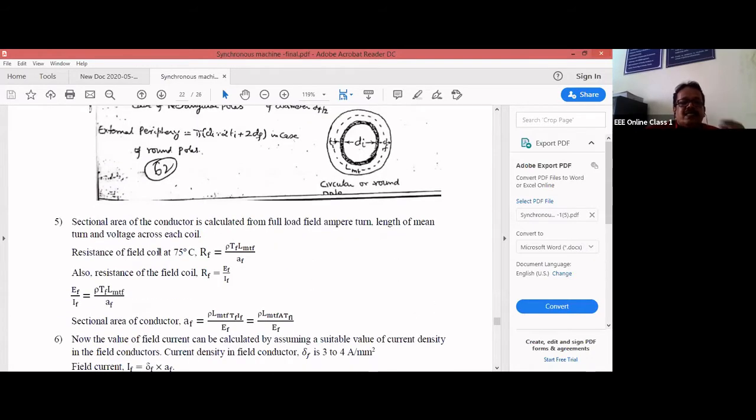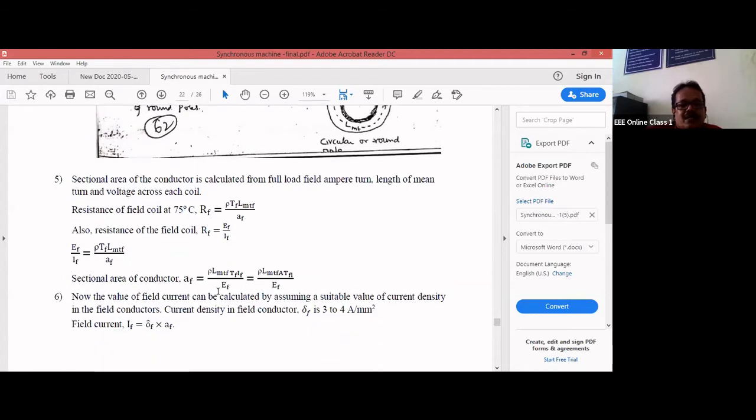Now, the sectional area of the conductor is calculated from the full load field ampere turns, the length of mean turn, and the voltage across each coil. So depending upon the full load field ampere turns and the length of mean turn, you can calculate the sectional area. RF, the resistance of the field coil, is equal to rho into LMT by AF. Or AF can be calculated, everyone knows this formula: AF is equal to rho into LMT into ATF divided by EF. This is the sectional area of the conductor.